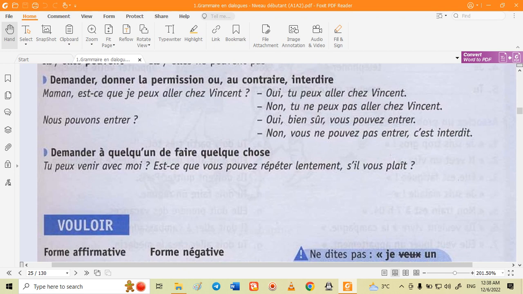So for asking, giving the permission, or in the contrary, for forbidding, you use pouvoir. Maman, par exemple, maman, est-ce que je peux aller chez Vincent? You can pronounce it like that, with liaison. Est-ce que je peux aller chez Vincent? Can I go to Vincent? Chez Vincent means to Vincent's house.